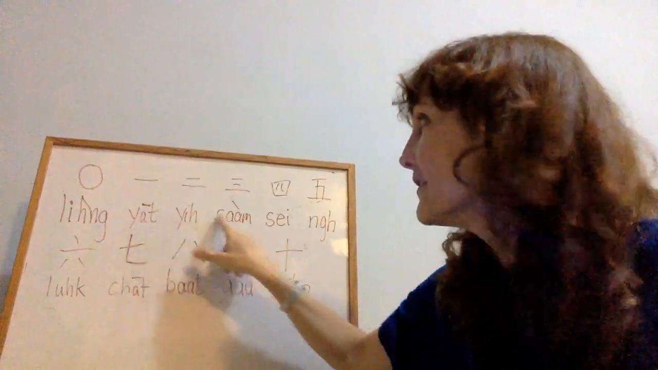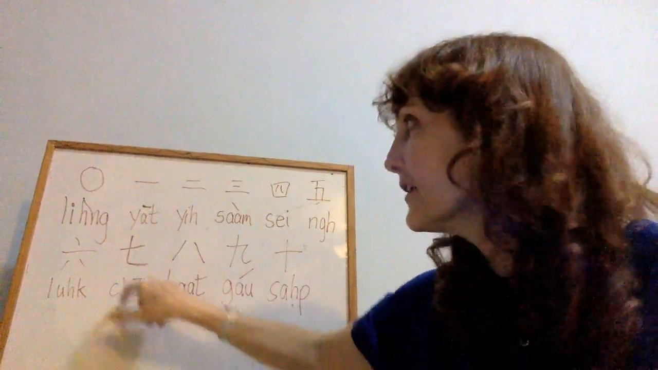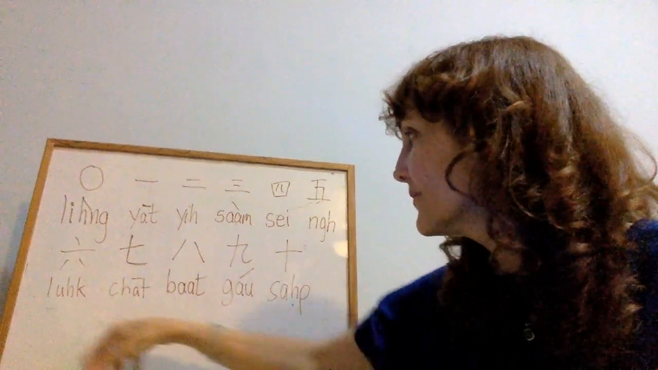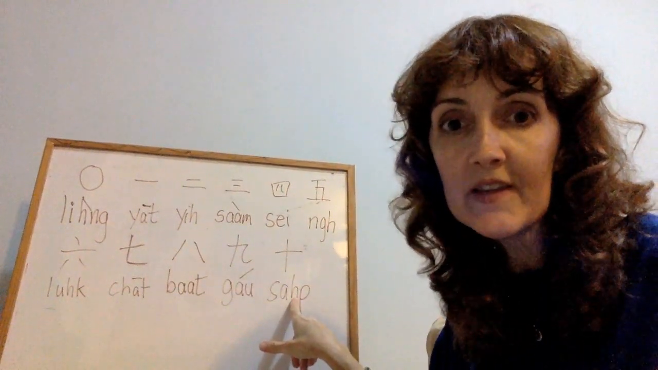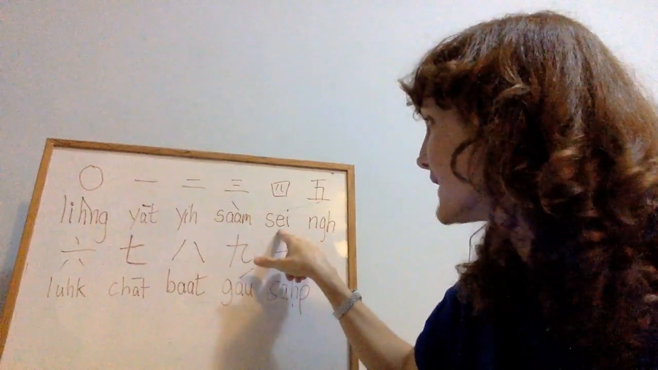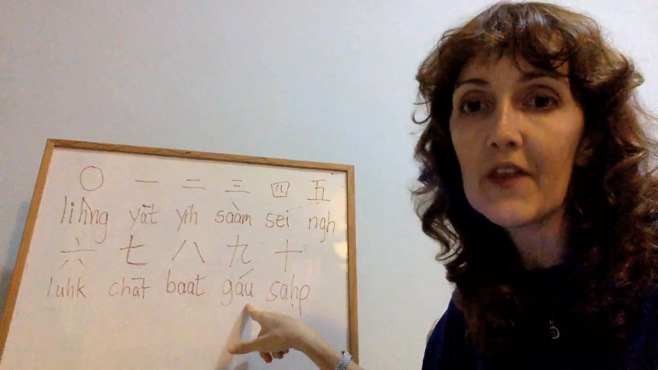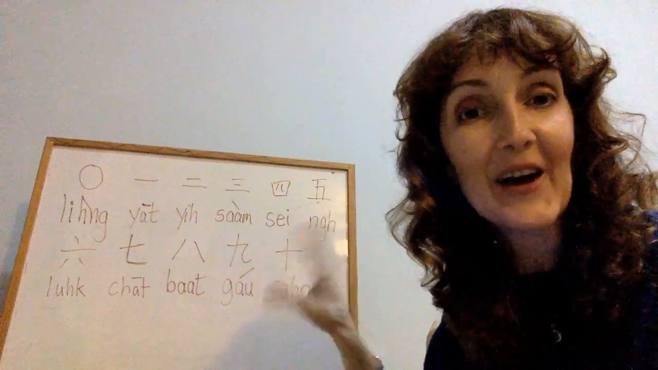So yat, sam, chat, these are all high, right? The leng, yi, lok, sap. Those are the low ones. And the middle ones are going to be the middle ones, like the sei, bat, and then you've got the middle rising, which is gao. I always do that, gao.